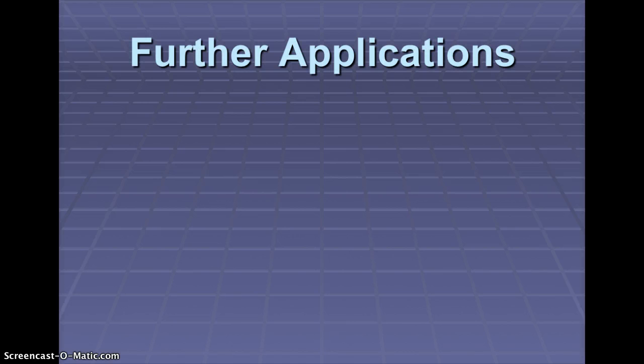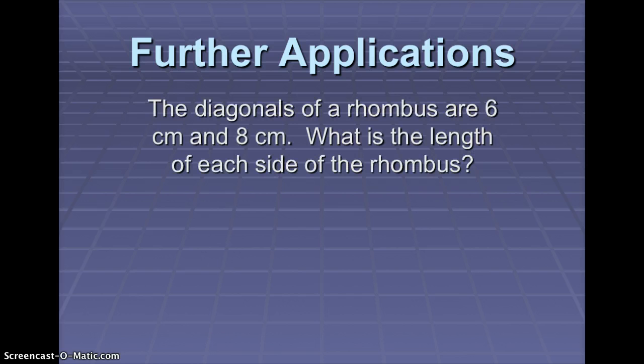All right, so here's some other problems that we can use the Pythagorean theorem for. If we are given a rhombus, and we know that the diagonals of the rhombus are 6 centimeters and 8 centimeters, what is the length of each side of the rhombus? So we have to think back to what we just did last unit with quadrilaterals and the properties and characteristics that we learned about quadrilaterals.